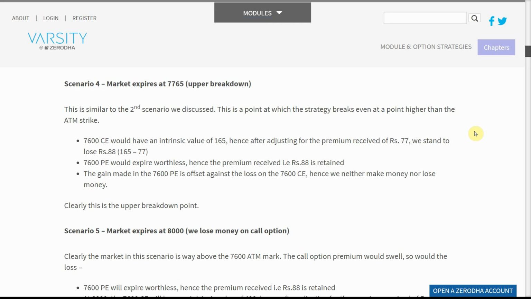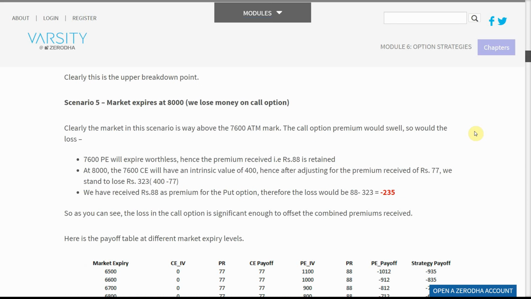7,600 PE would expire worthless. Hence the premium received, i.e. 88 rupees, is retained. The gain made in the 7,600 PE is offset against the loss on the 7,600 CE. Hence we neither make money nor lose money. Clearly this is the upper breakdown point.